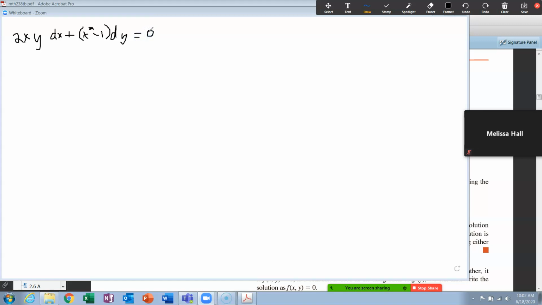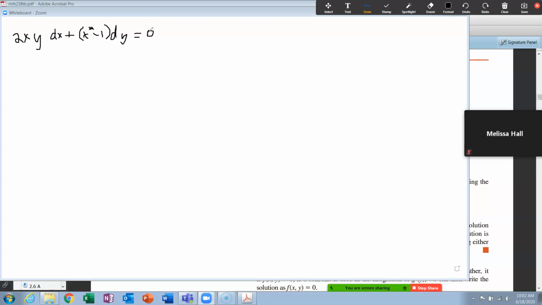Now, that's our problem. It says solve that differential equation. And that's really in differential form. So this is truly, in many ways, a differential equation.